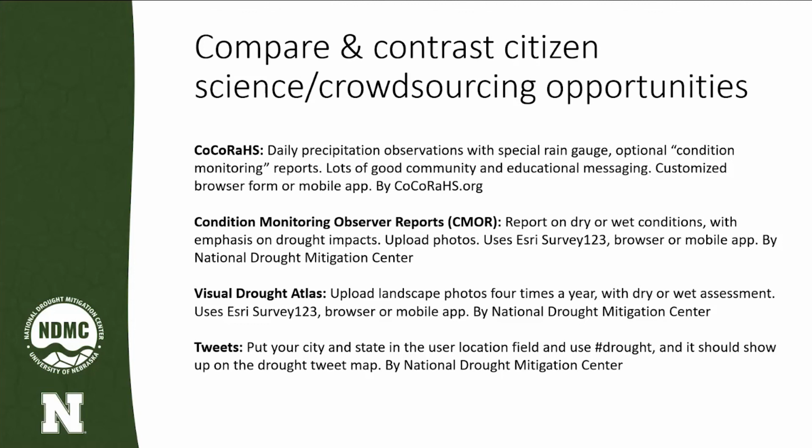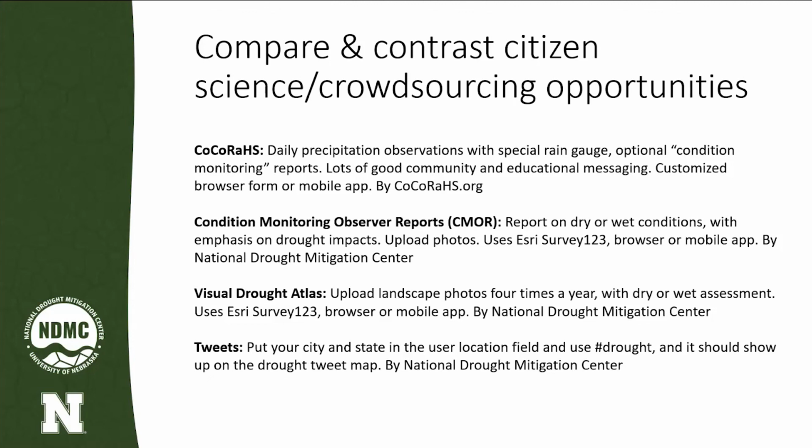In the condition monitoring observer reports at the Drought Center, we ask you the same thing, to report on dry or wet conditions. And there's kind of an emphasis on checking off drought impacts. You can upload photos. I don't believe CoCoRaHS offers that yet. And ours is based on Esri's Survey123, which works on a browser or a mobile app. The Visual Drought Atlas is the same technology as CMOR, but we're not asking people about drought impacts. We do ask them for the wet to dry evaluation, but it's mostly upload landscape photos four times a year and tell us how dry or wet you think it is.